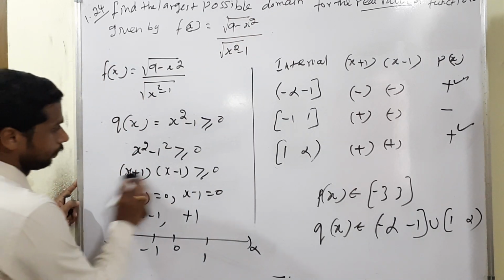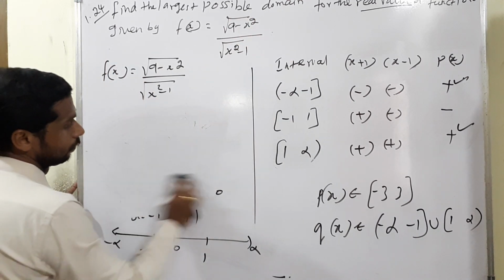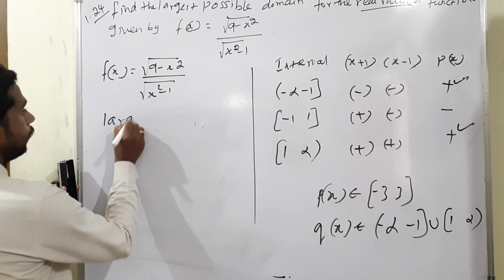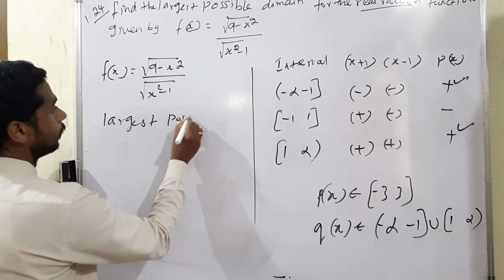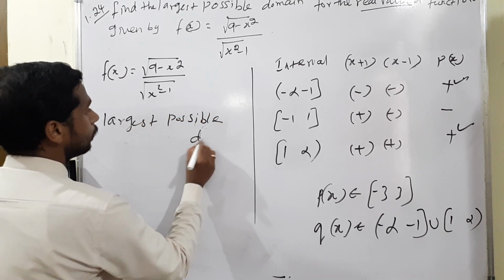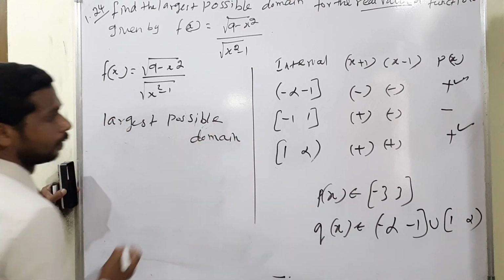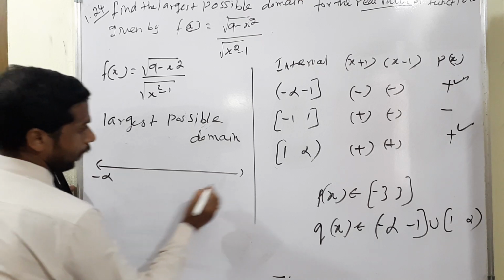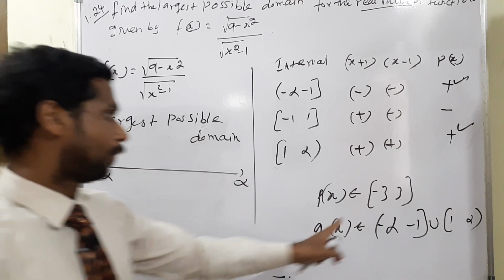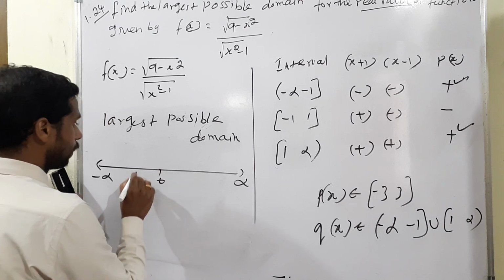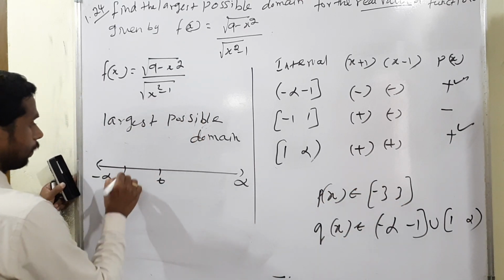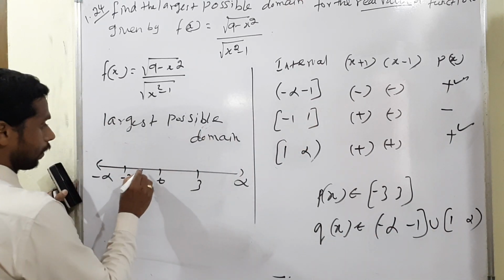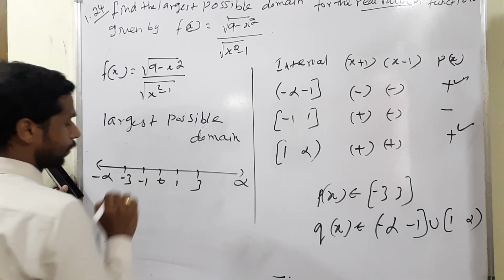What will the answer be? The largest possible domain. Again on the bigger number line, minus infinity to positive infinity, we have one result in between: 0 is there, minus 3 and positive 3 are also there, and at the same time minus 1 and positive 1 are also there.